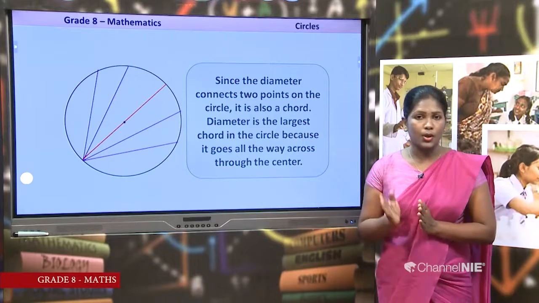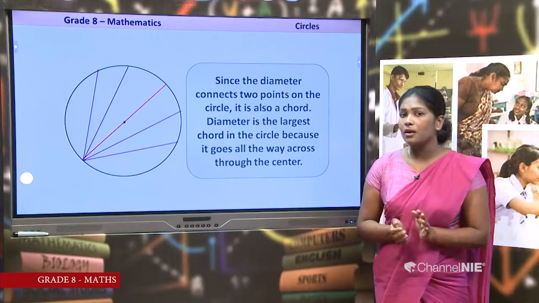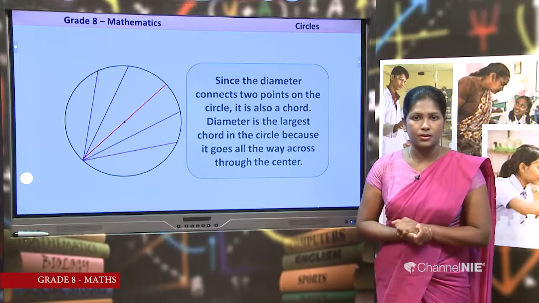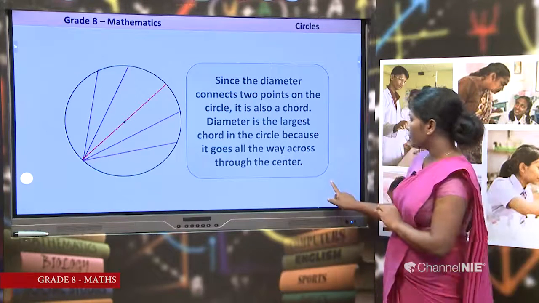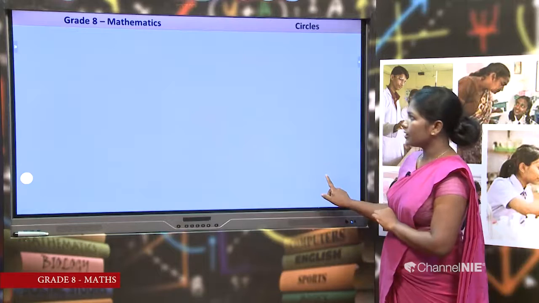Okay children, now you have idea about the longest chord and also chord. Now, we have to move to the next slide.